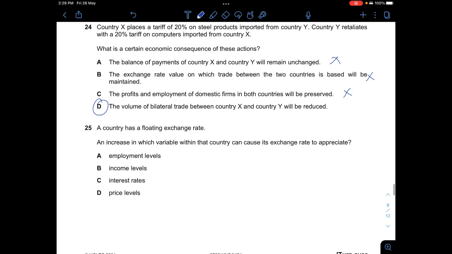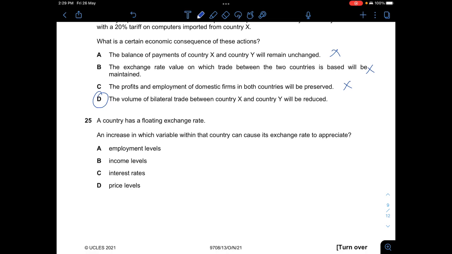25, it says the country has a floating exchange rate. An increase in which variable within the country can cause its exchange rate to appreciate? So for an exchange rate to appreciate, there are a few options. First one is, let's say we have this is the AD curve and this is the AS curve. In order for the exchange rate to increase, we need to look at a decrease in the price level. So a decrease in price level could be attributed to a shift in the AD curve to the left, or a shift in the AS curve to the right, which is like this.